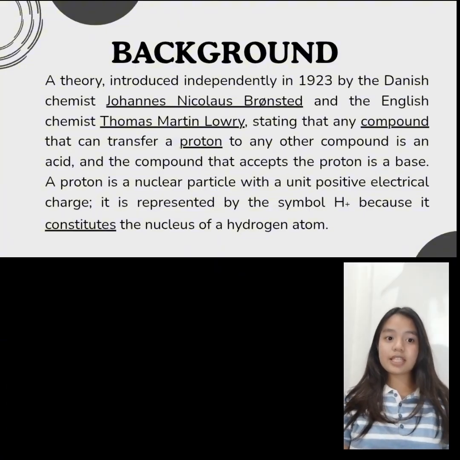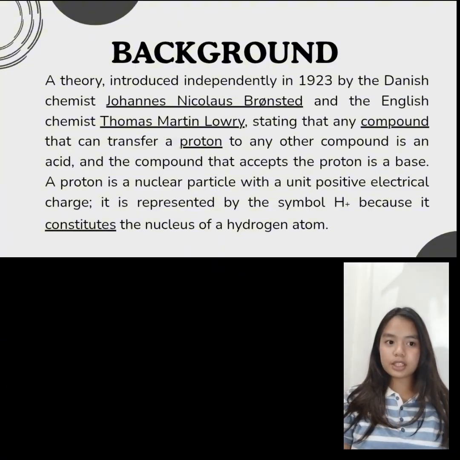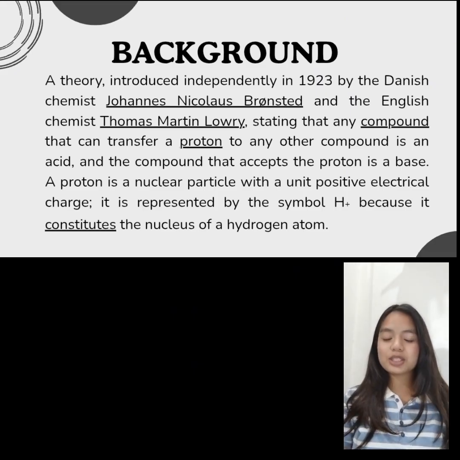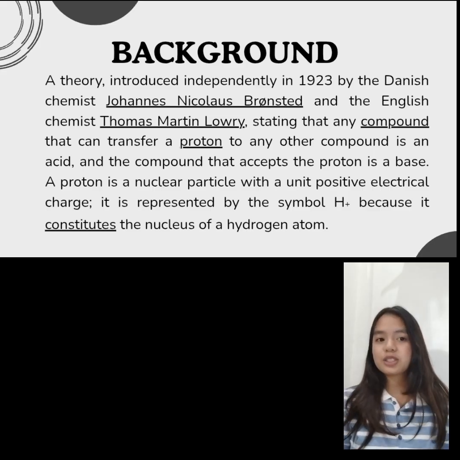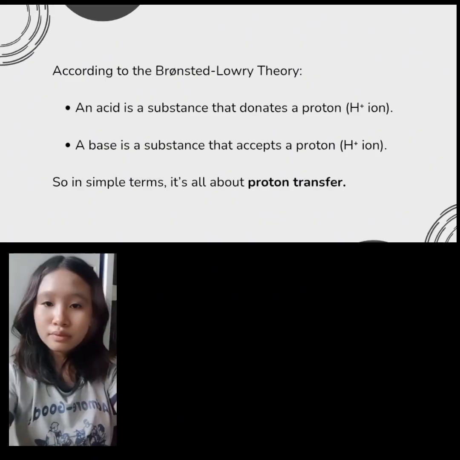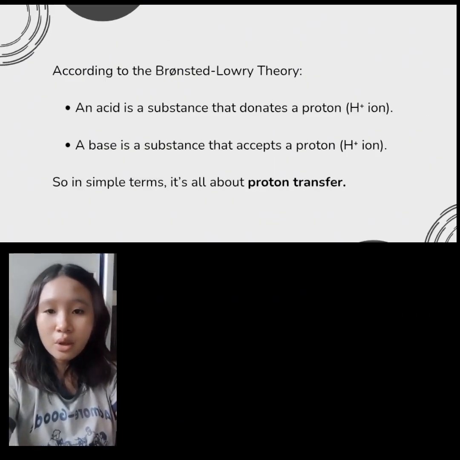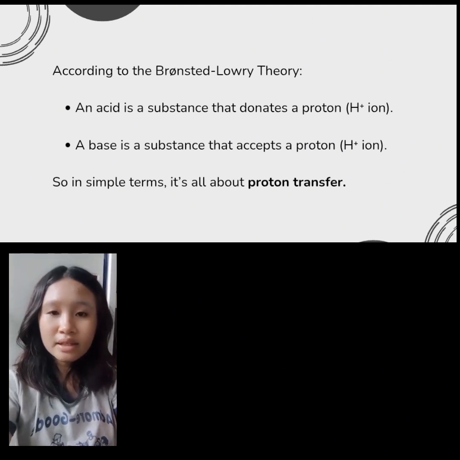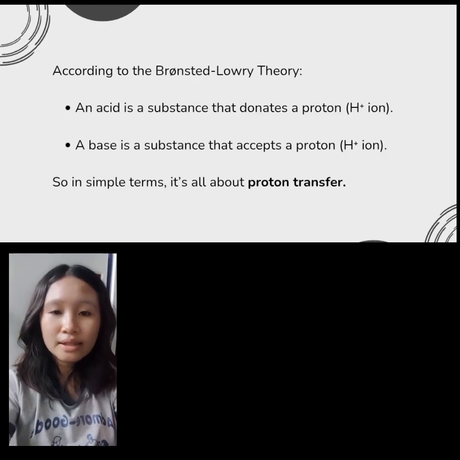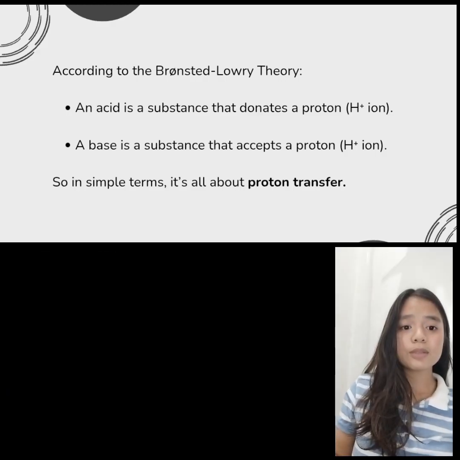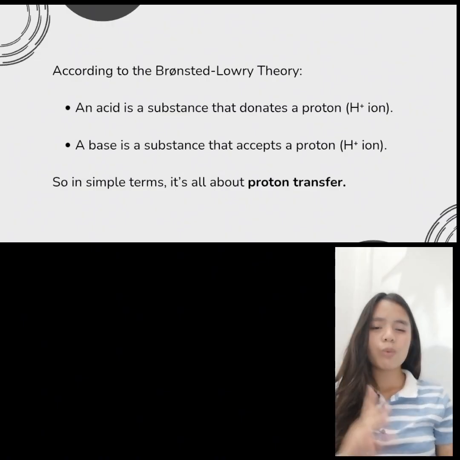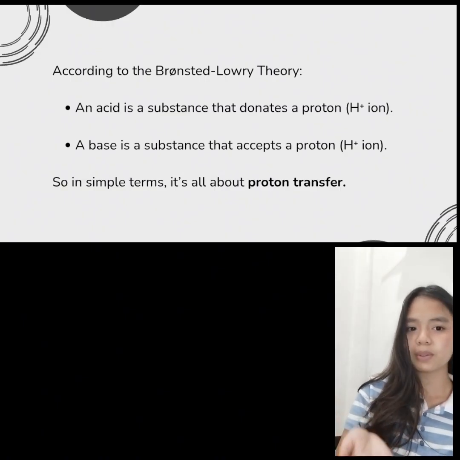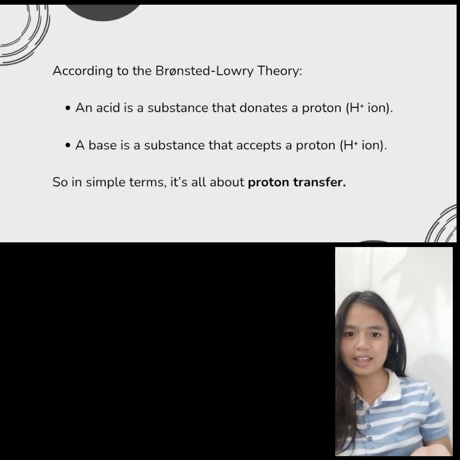A proton is a particle with a positive charge represented by the hydrogen ion, since it's basically the nucleus of a hydrogen atom. According to the Brønsted-Lowry theory, an acid is a proton donor, while a base is a proton acceptor. In simpler terms, acid-base reactions are all about proton transfer. One substance gives up a proton and another one receives it.